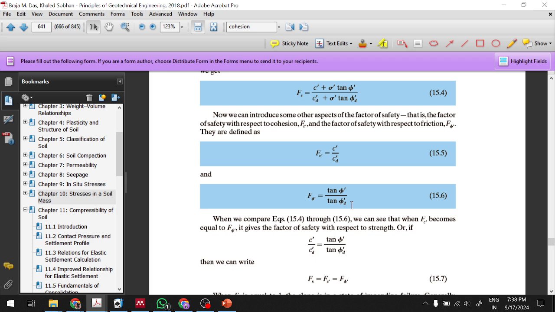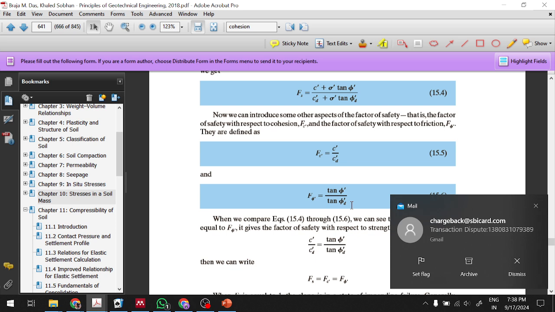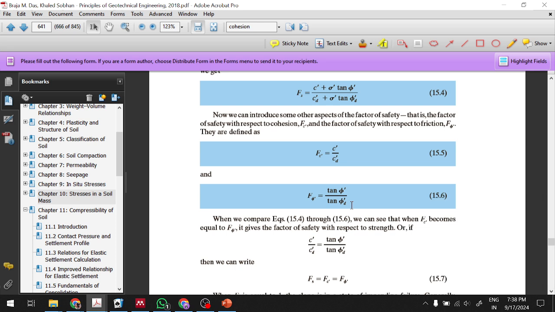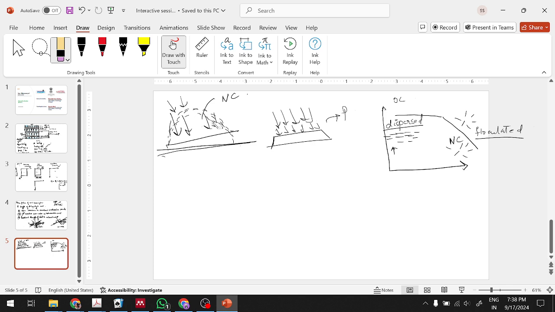One more thing can be there. When we talk about C dash and phi dash, we are not exactly talking about any fundamental property of soil. We are talking about the property of a soil given some conditions. So we will take C dash, we will take phi dash. There will be a condition that this is a drained test. Then there will be a condition: NC, it will be different. OC, it will be different.